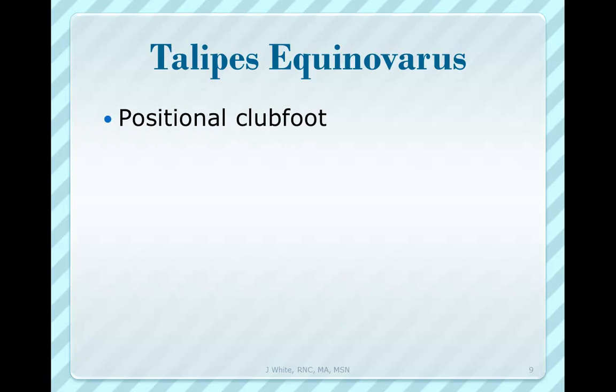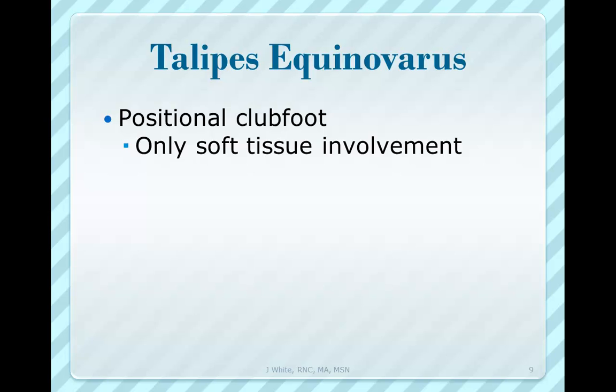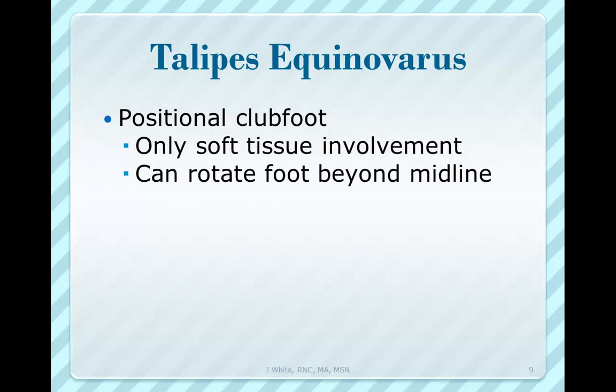Positional clubfoot is when the foot only involves soft tissue, and it is noticeable at birth, but may not be real obvious. You have to look for it. And in this case, the foot can be rotated beyond midline. In a true club foot, you cannot turn the foot beyond straight. But a positional club foot can go beyond midline. It may not be far beyond midline, but it can go beyond midline.